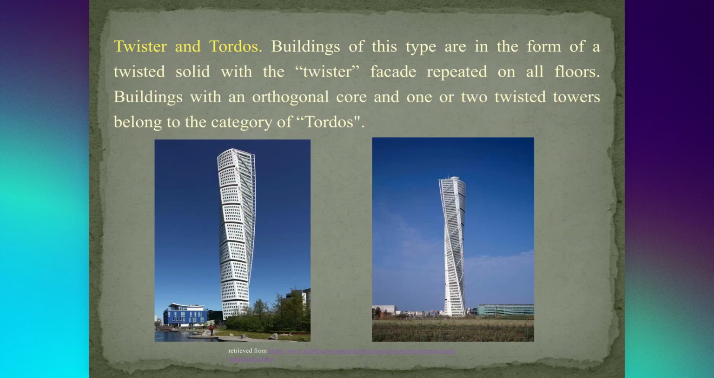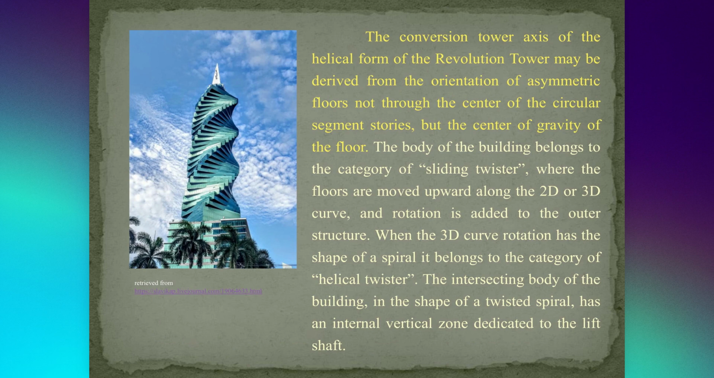Twister and torus. Buildings of this type are in the form of a twisted solid with a twisted facade repeated on all floors. Buildings with an orthogonal core and one or two twisted towers belong to the category of torus. The conversion tower axis of the helical form of the revolution tower may be derived from the orientation of asymmetric floors not through the center of the circular segment stories, but the center of gravity of the floor.